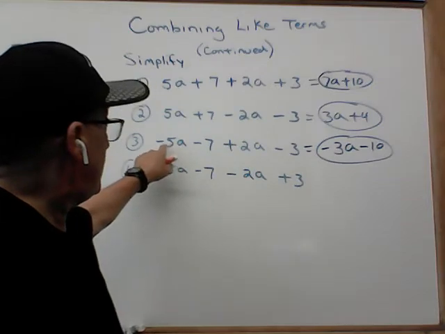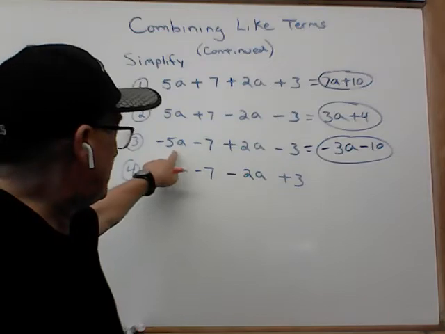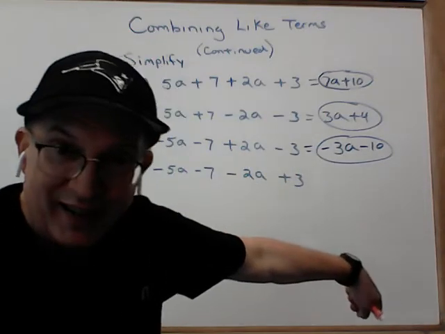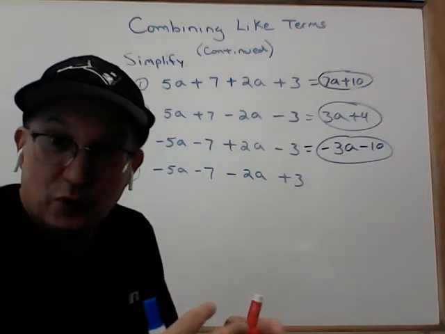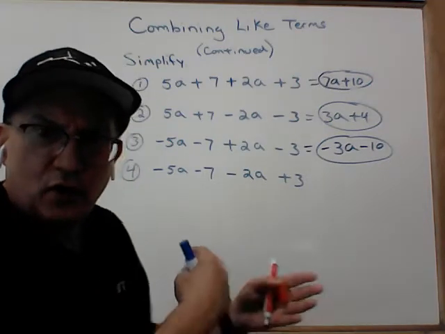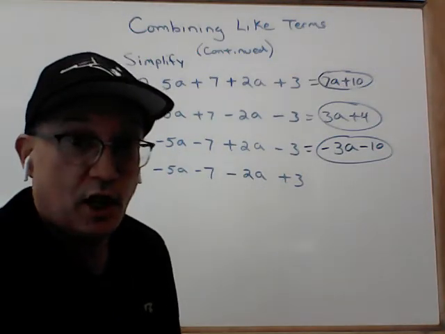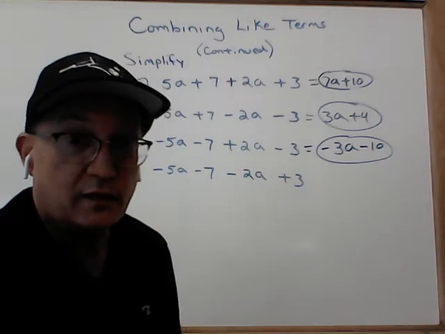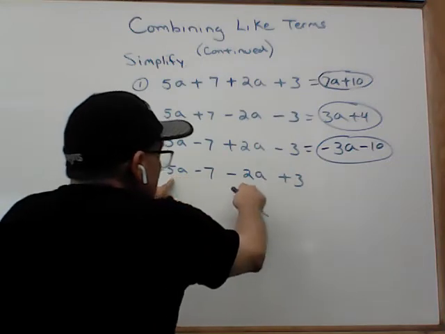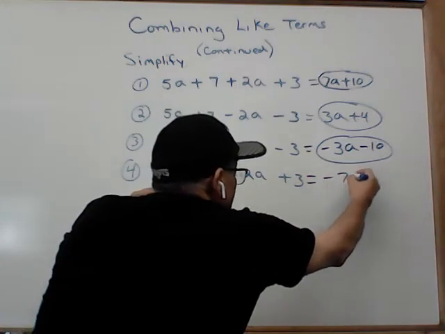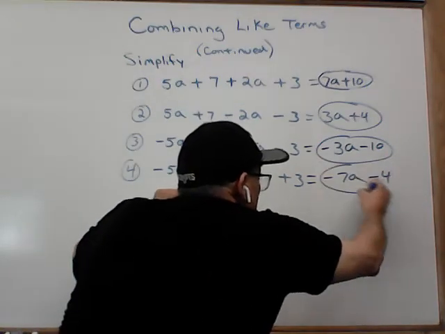If you know that negative 5 plus 2 is negative 3, then you know that negative 5a plus 2a is negative 3a. No surprises. If you were going to guess at what it would be, before I ever introduced you to something like negative 5a plus 2a, I bet a lot of you would guess that it's negative 3a, and you'd be correct. And the final one, we've got negative 5a minus 2a. That's negative 7a. And negative 7 plus 3, of course, is negative 4.